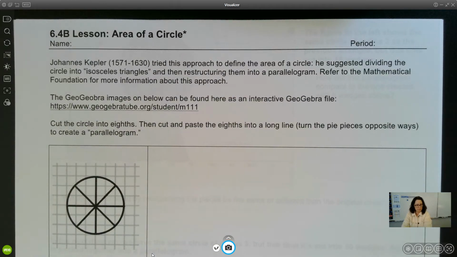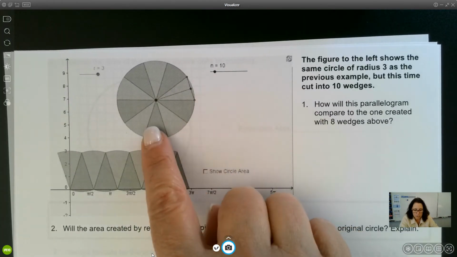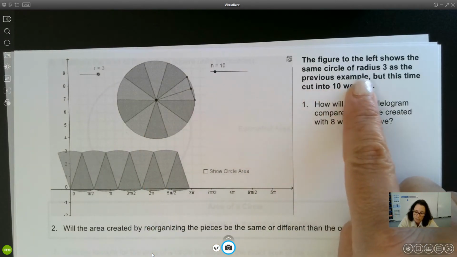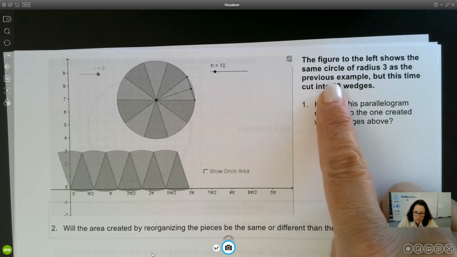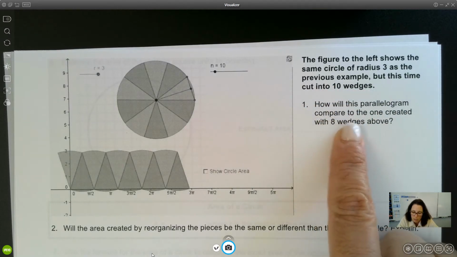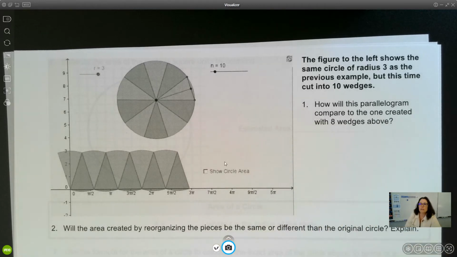Now if you go to the next page, we've got 10 wedges. It says the figure to the left shows the same circle of radius 3 as the previous example, but this time cut in 10 wedges. How will this parallelogram compare to the one created with 8 wedges? Let me go back to this screen here.